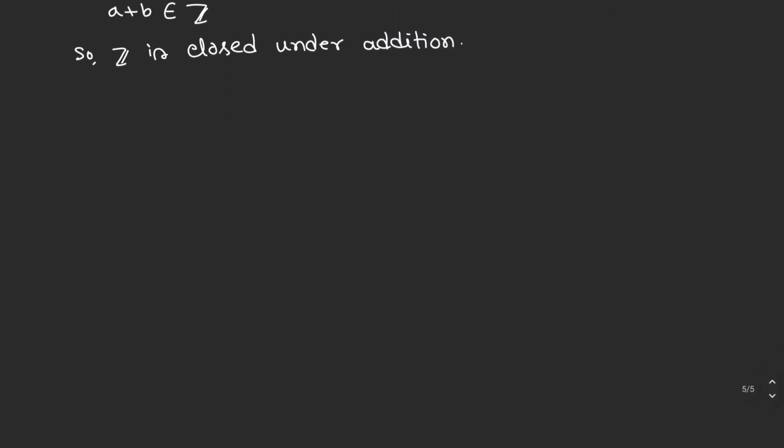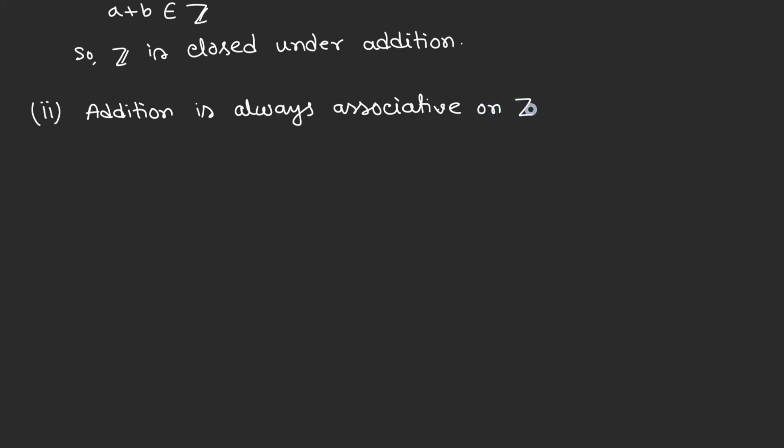Okay, now the second property, associative. Actually addition is always associative. Addition is associative on R, addition is associative on Z, addition is associative on the set of rational numbers. So just write: addition is always associative on Z, because this is an obvious, universal result, you need not prove it.